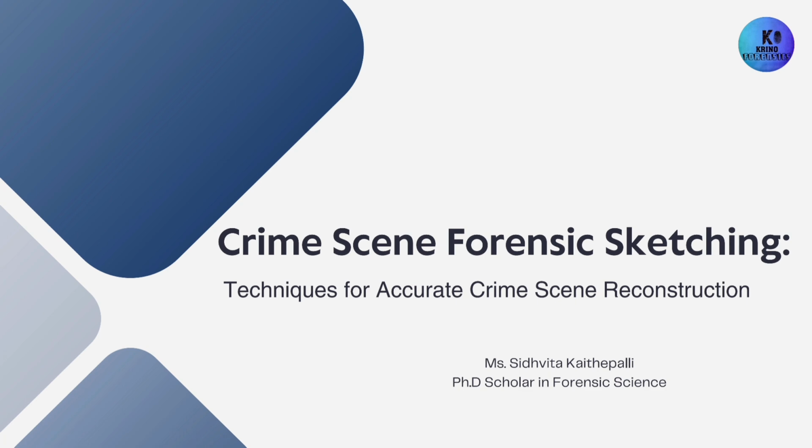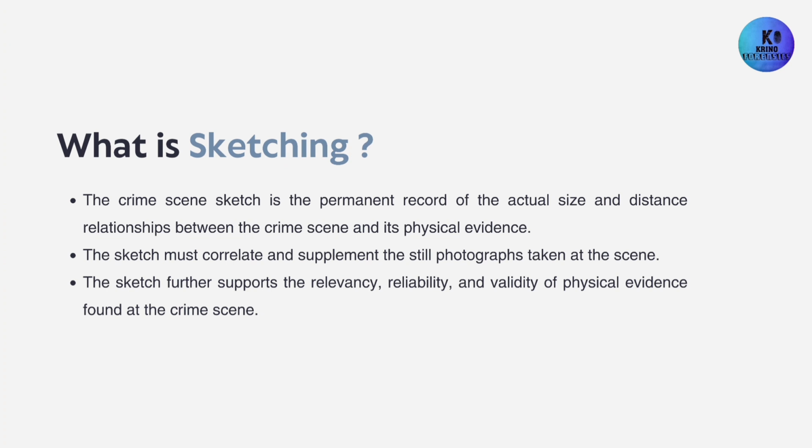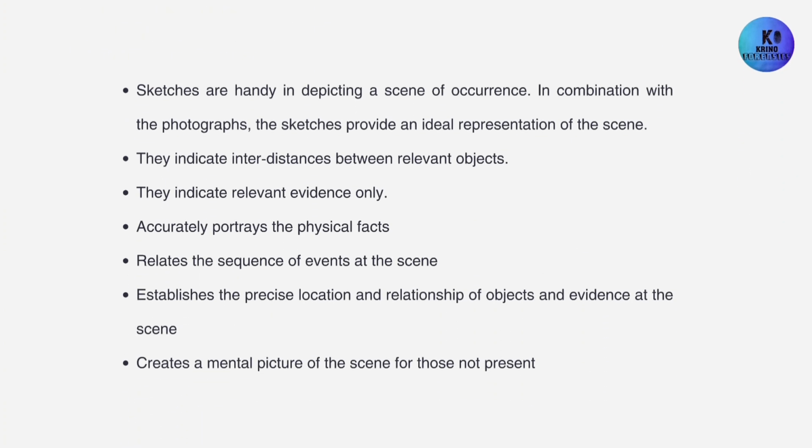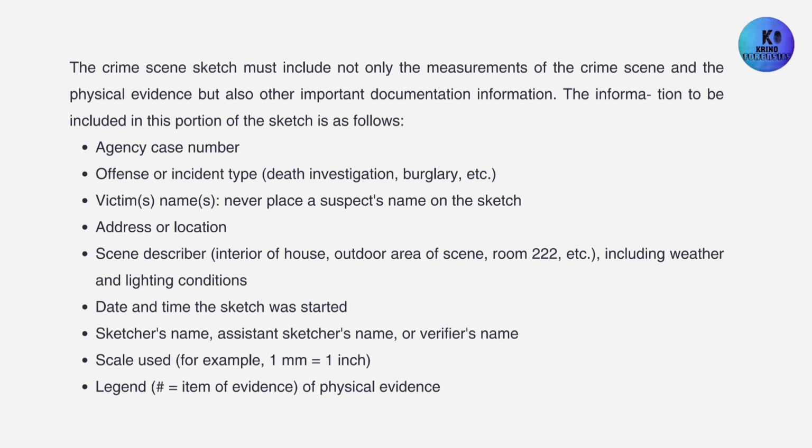So let's get started. A crime scene sketch is more than a simple drawing. It is a permanent visual record that captures the layout of the scene, the placement of physical evidence, distance between the critical objects, and the relationship between the elements present. It doesn't replace photography, it complements it. While photographs can sometimes distort the angles or fail to capture the scale, sketches provide a clean, scaled, and measured depiction of the scene, often used in court presentations to reconstruct the events accurately.